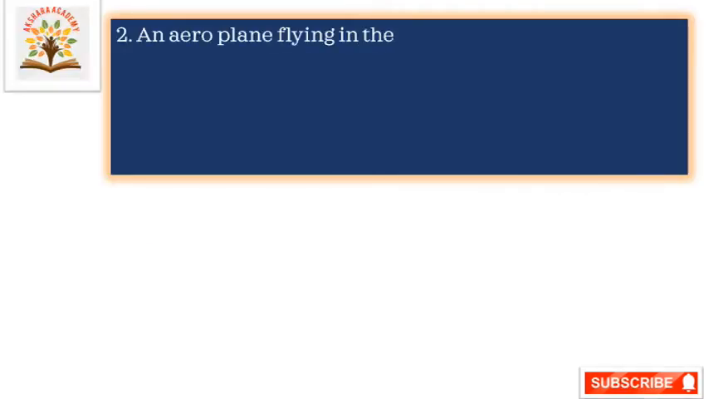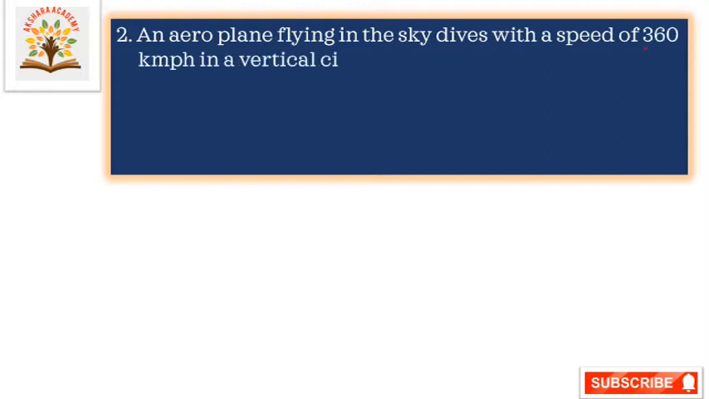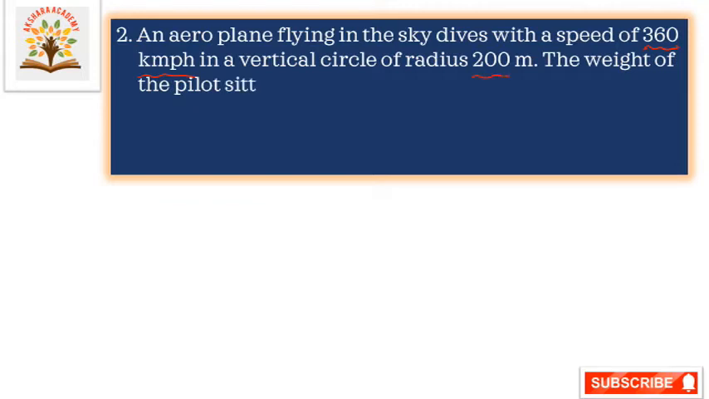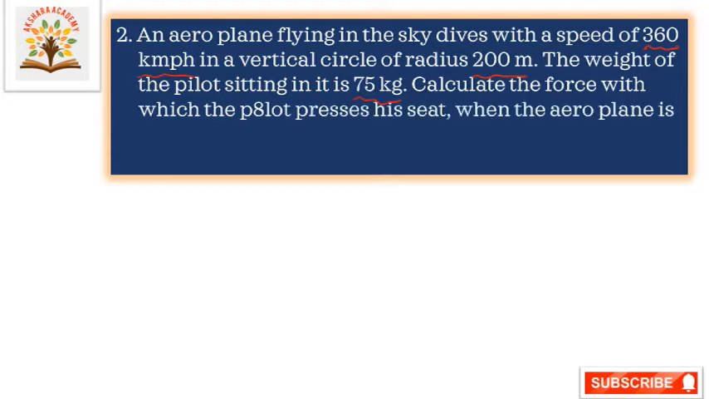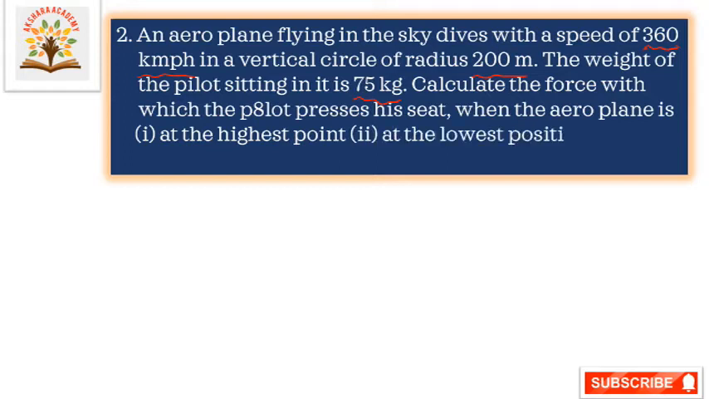An aeroplane flying in the sky dives with a speed of 360 km per hour in a vertical circle of radius 200 meters. The weight of the pilot sitting in it is 75 kilogram. Calculate the force with which the pilot presses his seat when the aeroplane is at the highest point and at the lowest position of the circle.